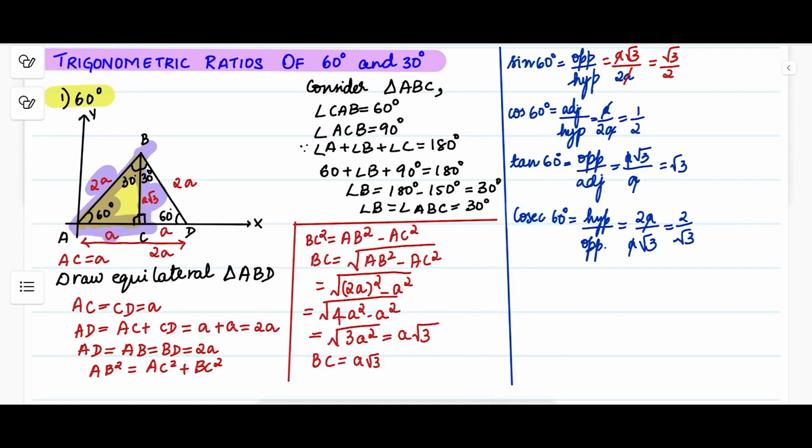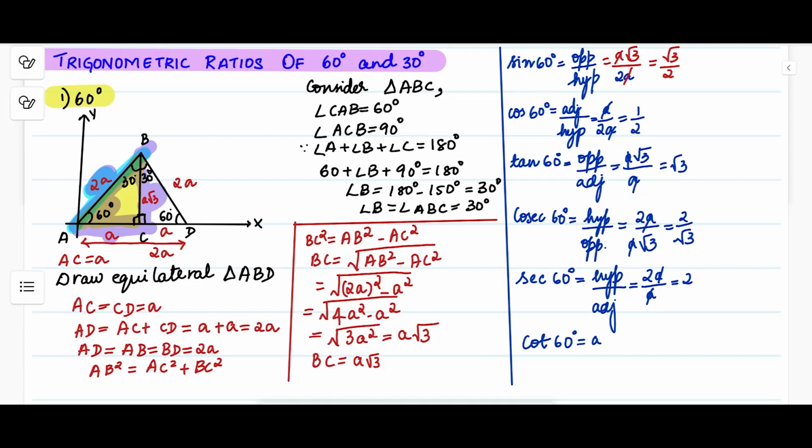Next is secant theta or sec theta, that is sec 60 degrees, which has the definition hypotenuse divided by adjacent. The hypotenuse side, as I said before, is our side AB and it has the value 2A. So 2A, and our adjacent side is our side AC and it has the value A. So A and A will cancel out each other and we are left with 2. So here we can see that secant theta is the reciprocal of cos theta. The value of cos theta is 1 by 2. Sec theta is 2.